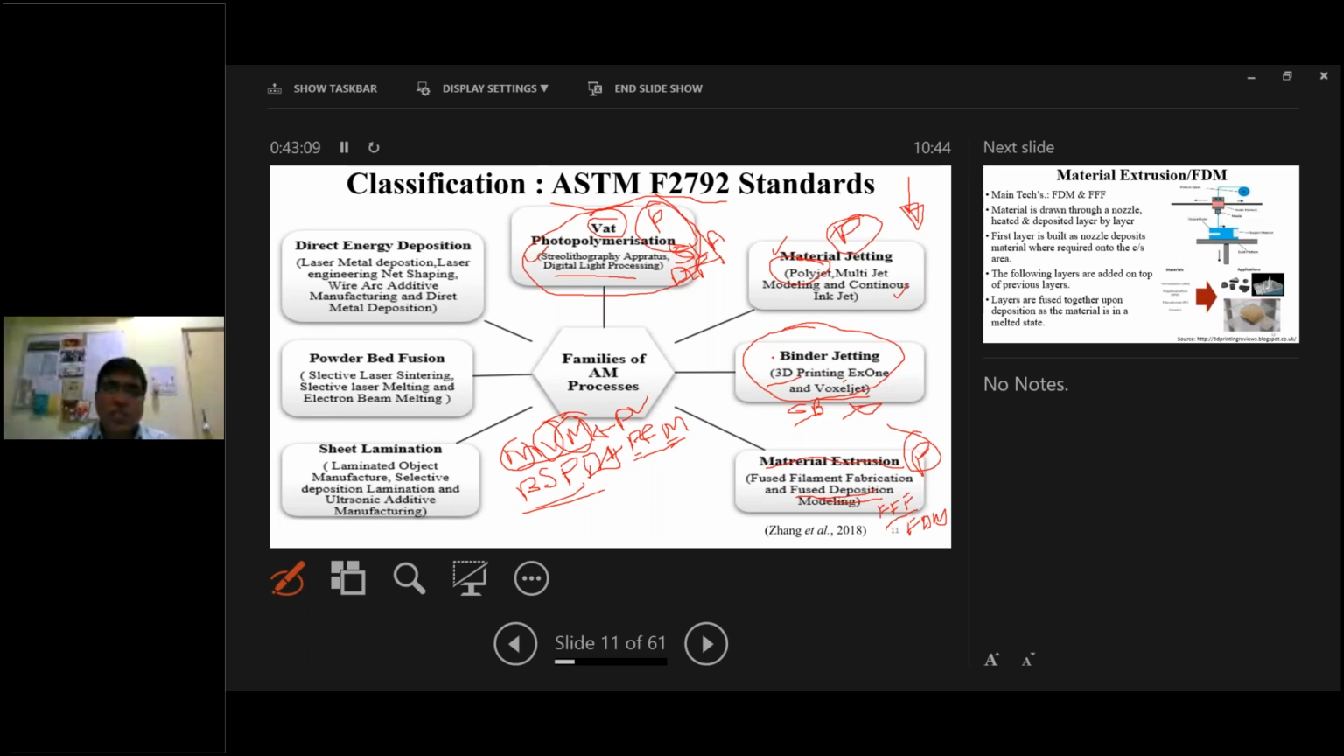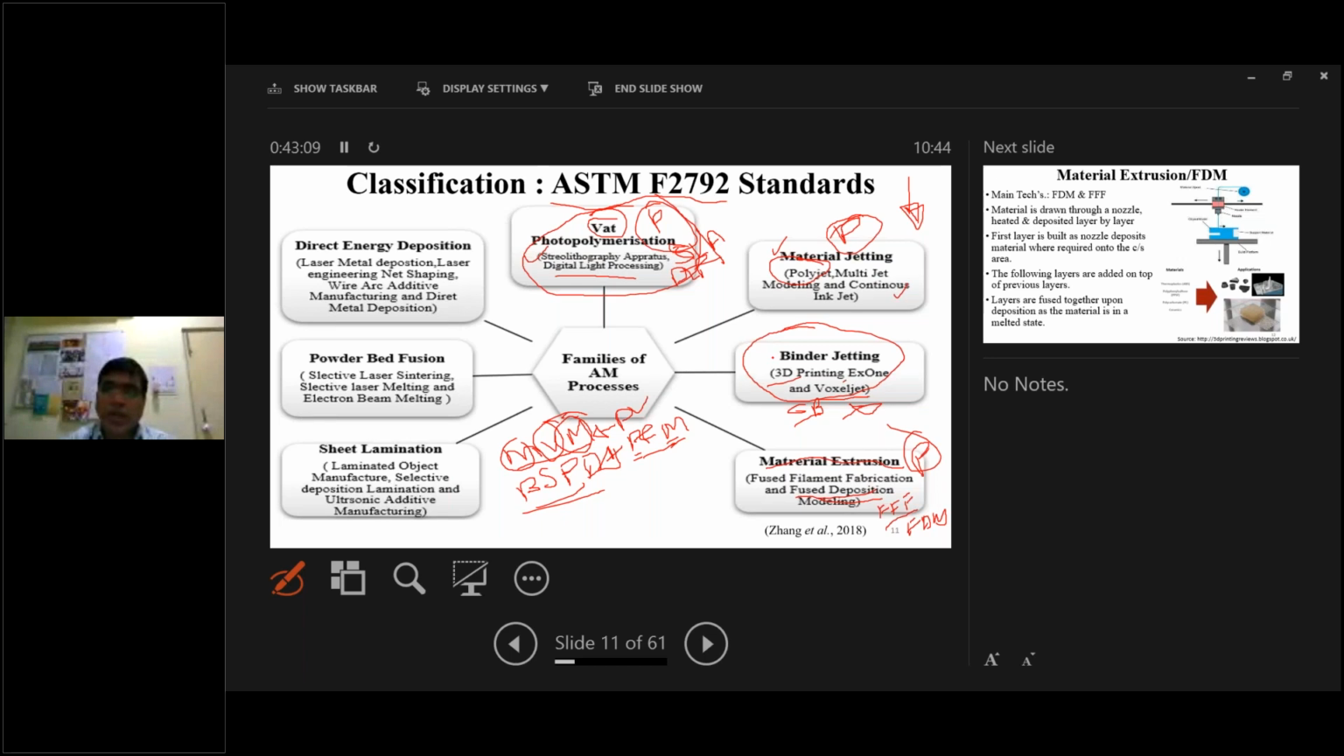So we are talking about VP. So this is your technology, right? V stands for photopolymerization, and there are lots of technologies coming under this family, and lots of products are possible only for polymers. Then is M again. So here what you do, you have this jet of different materials, which is again polyjet. So multiple jet.